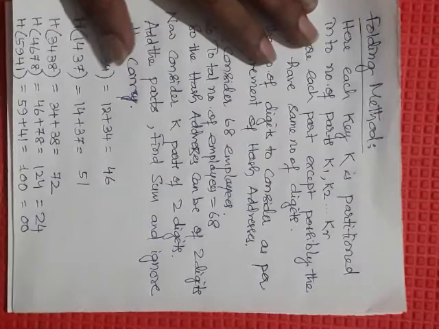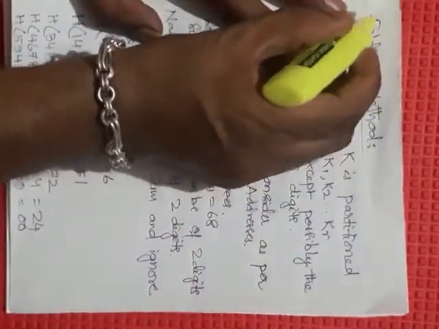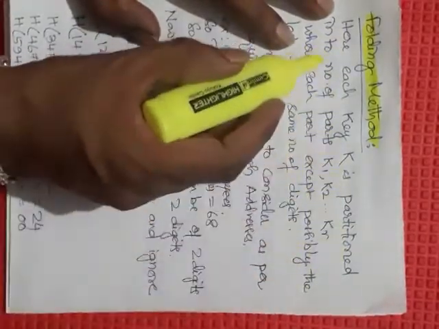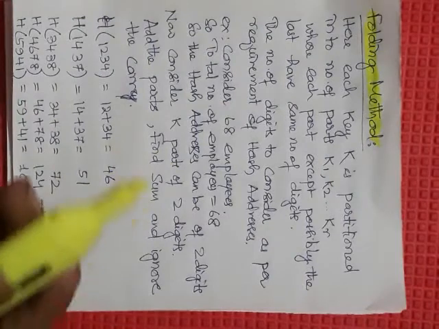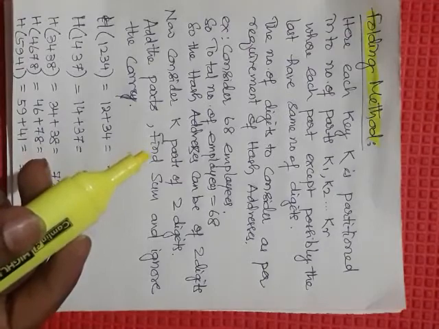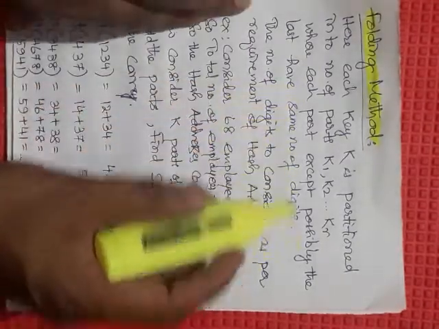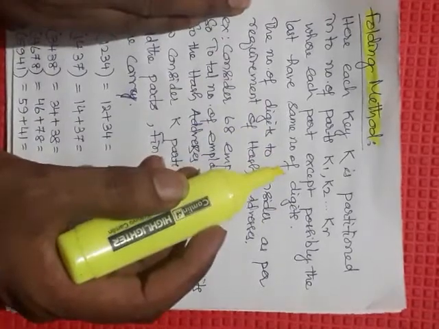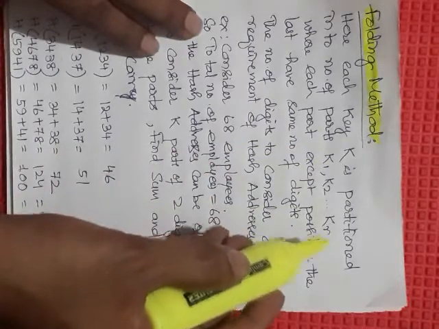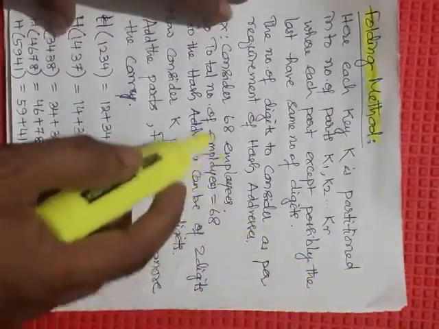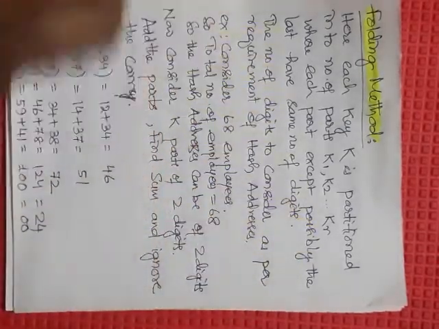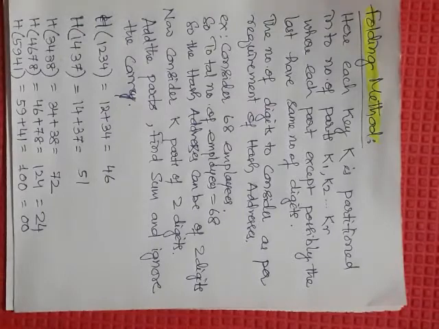In the folding method, the approach is that when a key value is given, each key value k is partitioned into a number of parts. Means when key value k is given, it has to be divided into a number of digits. Then all the parts we have to add to find an address. So when k is divided into k1, k2, k3 up to kr, and you add k1 to kr, whatever address it generates will be the hash address. Let us discuss how it generates.